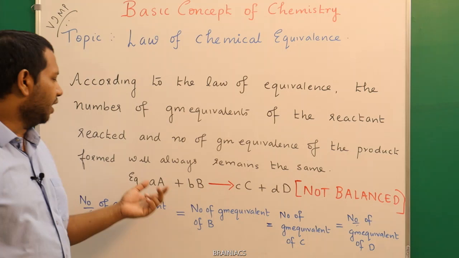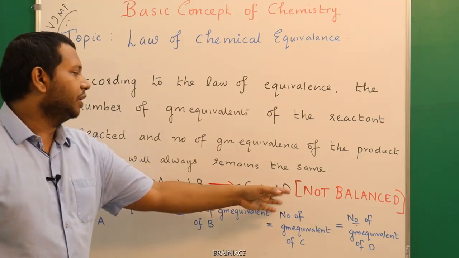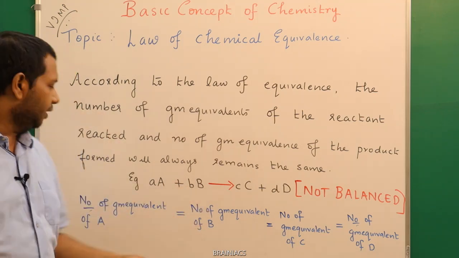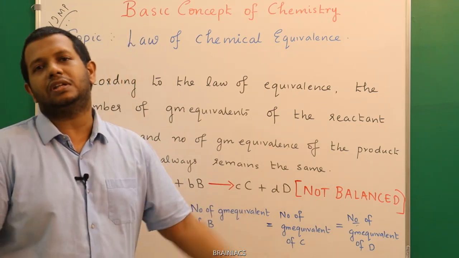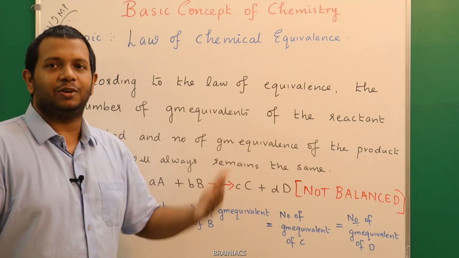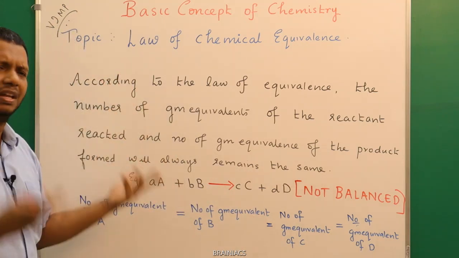Suppose in the exam they ask, tell me how many moles of D are given by 5 moles of A. Then I can say, applying the law of chemical equivalence, the number of equivalents of A is equal to the number of equivalents of D. Then do it. That's it. I will explain how to do those calculations and everything. We are going into that only. So I hope you understood the law of chemical equivalence. Please remember, it's very easy.